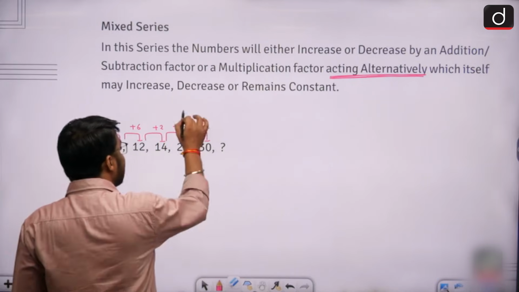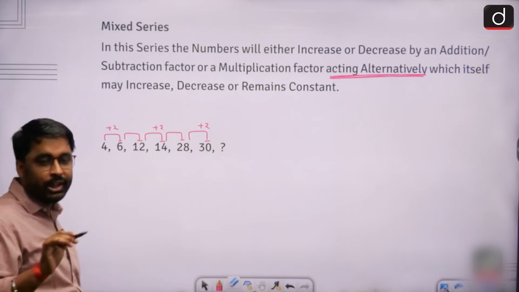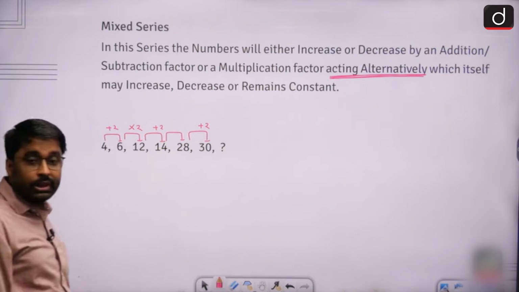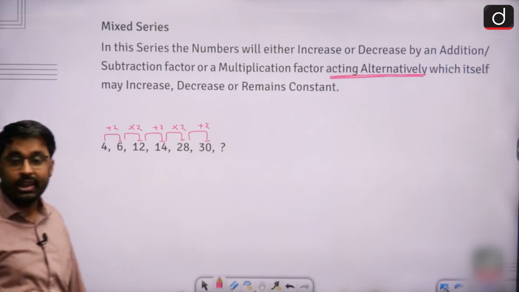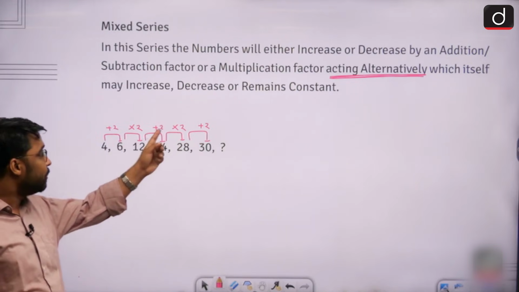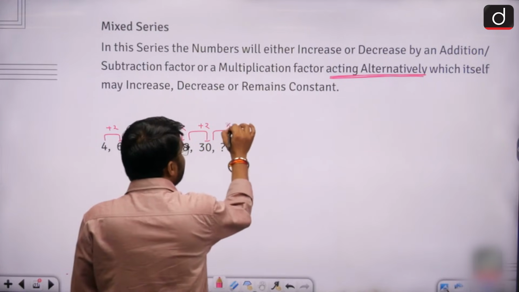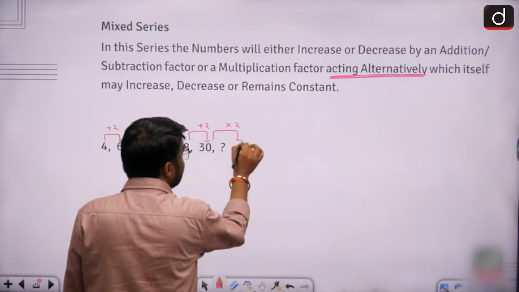So instead of saying कि adding 14 in 14 to make it 28 or 6 in 6 to make it 12, if I multiply 6 with 2, will I get 12? Yes. If I multiply 14 with 2, will I get 28? Yes. See, now my factors are behaving in alternate manner: plus, multiply, plus, multiply, plus. So next it should be multiply. And every time my multiplication factor was constant, that was into 2, so 30 into 2, I'll get 60.